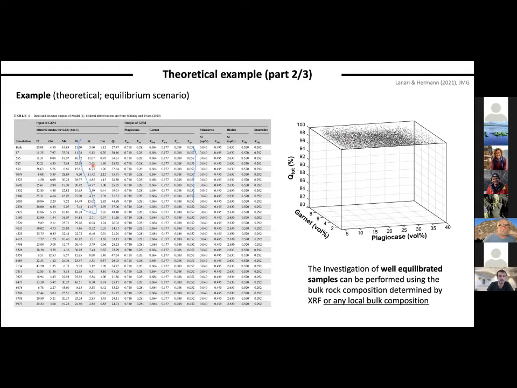If you look at this table, it shows, for a selection of simulations, the mineral compositions predicted by the minimization at this PT. It's again always exactly the same, which means that if you investigate a well-equilibrated assemblage in your sample, as we have in this theoretical example, it doesn't matter whether you use the bulk rock composition or any local bulk composition, Antidote will always converge to the optimal pressure and temperature condition.